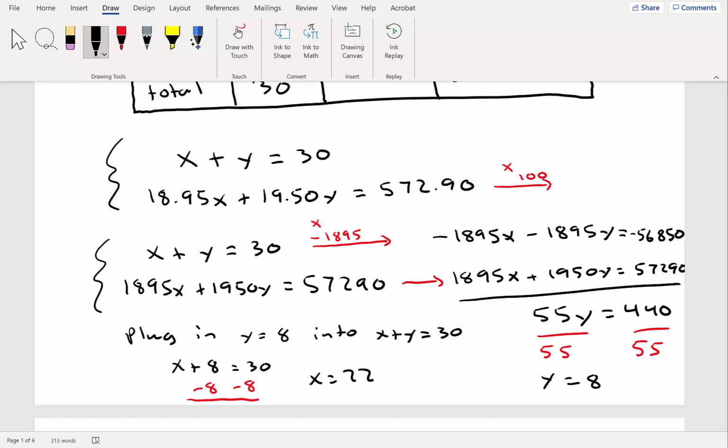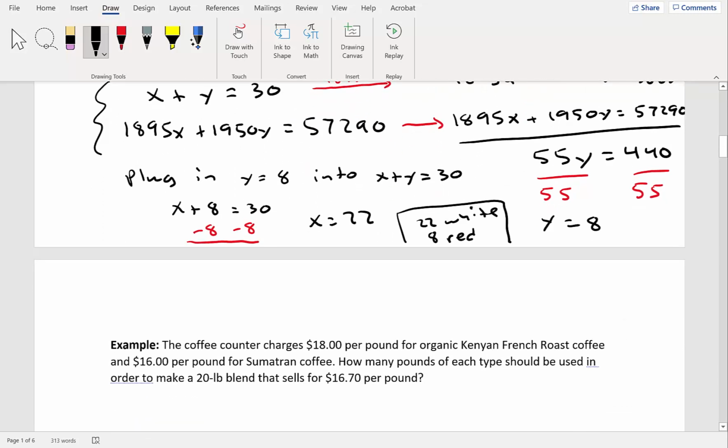Okay. So now we solved our system. This tells us we have 22 white t-shirts and then 8 red t-shirts. And now we have our solution. Let's take a look at another problem.